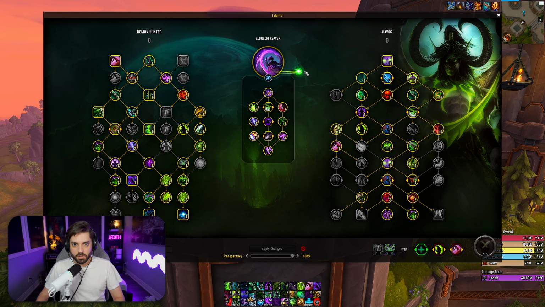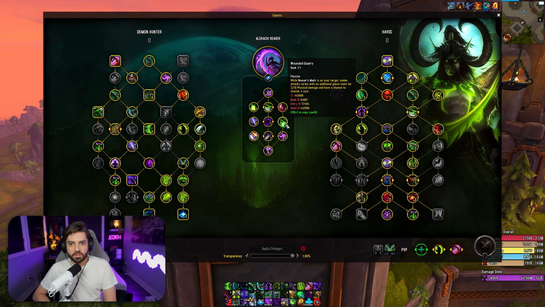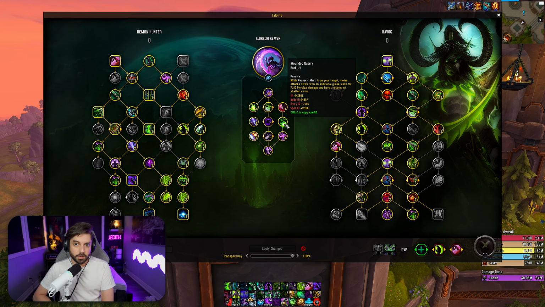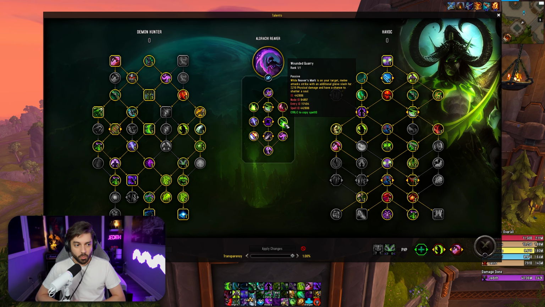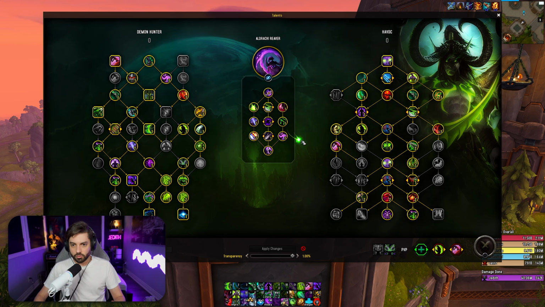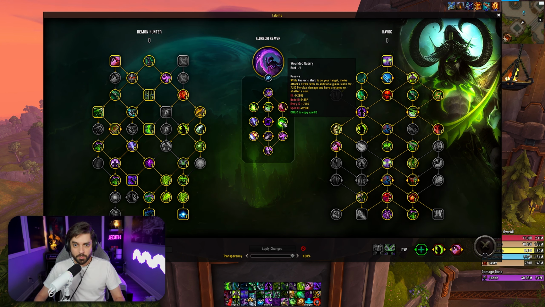If we open up the Aldrachi Reaver tree and we look at Wounded Quarry, the tooltip says it is doing 7,210 physical damage. So that's not very much. That's actually a very small amount. It is physical, so it's going to be reduced by anything that has any amount of armor. Any damage that's physical is always reduced by the armor of the enemy, whereas things that are a spell school, like shadow damage, fire damage, whatever, are not as easily mitigated by mobs or players. So if something is physical, you can pretty much count on it doing a little bit less than what the tooltip is actually telling you.